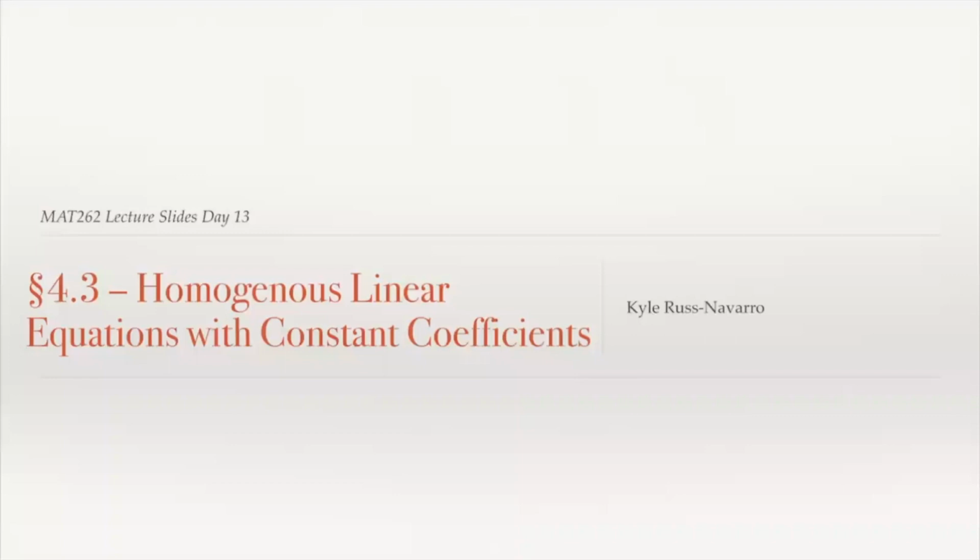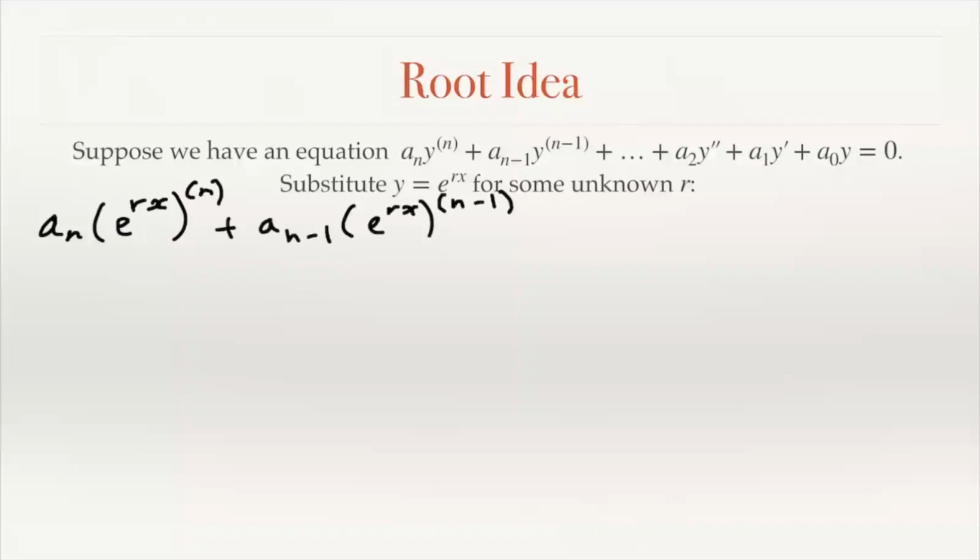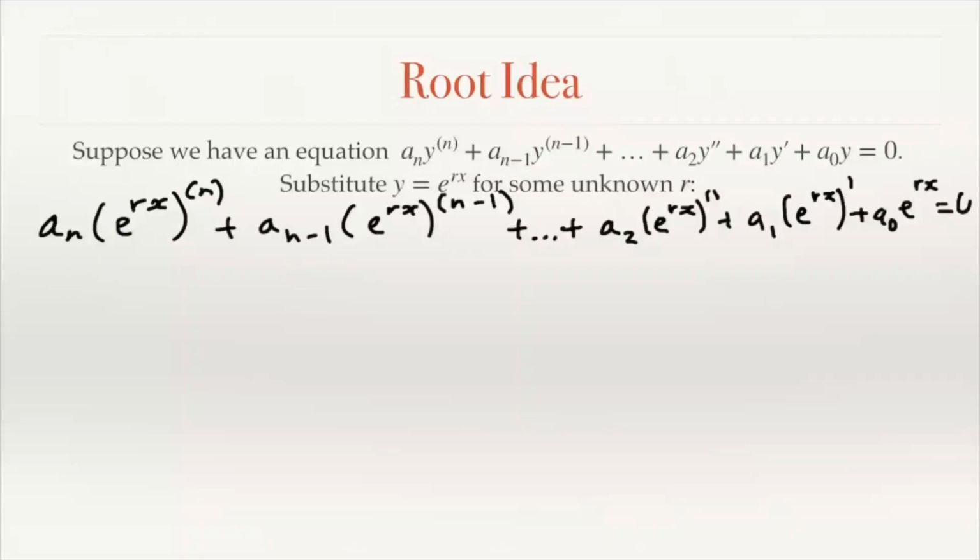Suppose that we have a linear homogeneous differential equation, a_n times the nth derivative of y plus a_(n-1) times the (n-1)th derivative of y, etc., where each of these coefficients is constant. In other words, not a function of x. Let's see what happens if we substitute y equals e^(rx) into this for some unknown constant r. We're just going to guess that e^(rx) is a solution for some r. Then we'll have a_n times the nth derivative of e^(rx) plus a_(n-1) times the (n-1)th derivative of it, etc., equals 0.